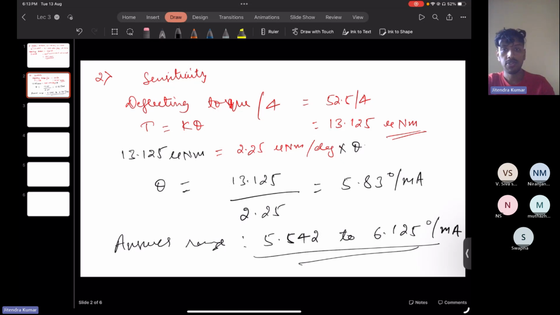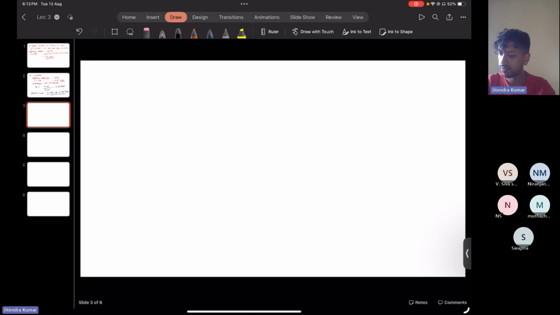Okay, if not, then we will move to the third part. So what was the third question? The pointer stays at 0 degree when no current is passed, and 0 degree corresponds to 0 ampere, and 100 degree corresponds to full scale deflection. So we need to compute the full scale deflection. How to compute it?